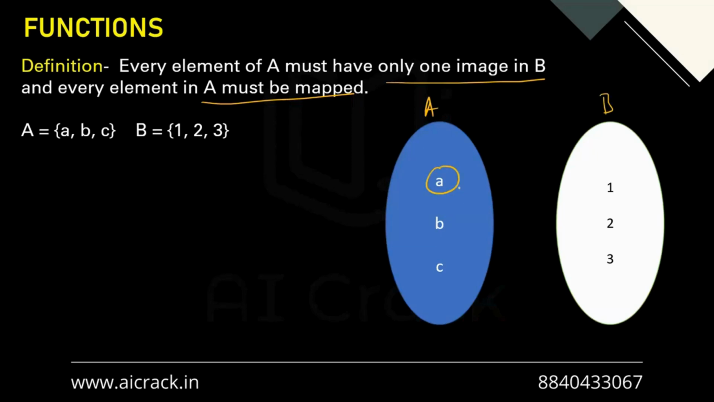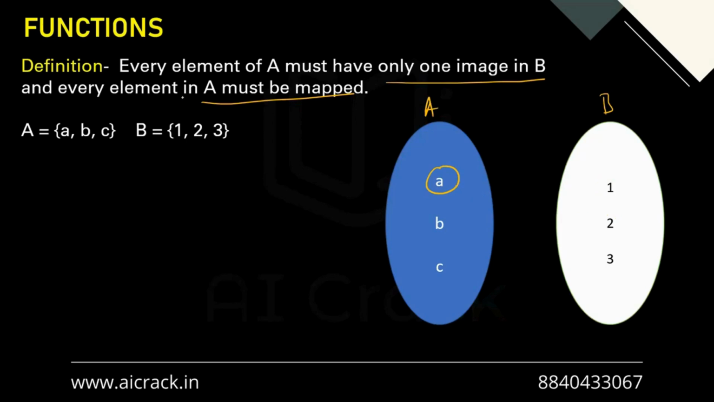So in case of relations, this was possible, but this is not possible in case of functions. We cannot do that. We cannot have two images with respect to A. What we can have is this kind of relation. Basically, this is allowed in functions. We can have two pre-images corresponding to one image, but we cannot have the other way around. We cannot have two images corresponding to one pre-image. This is not allowed. Okay.